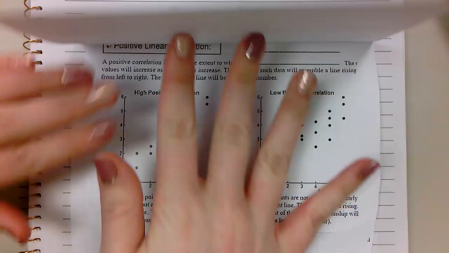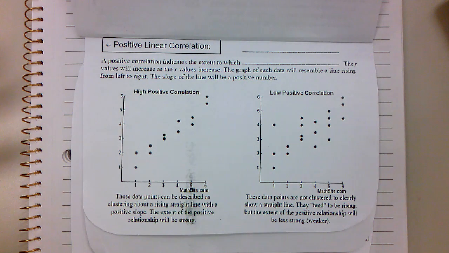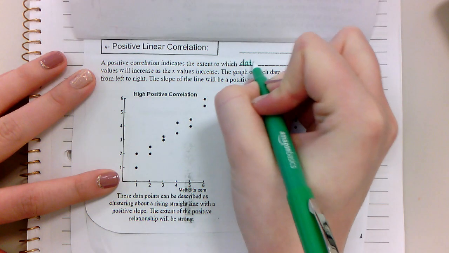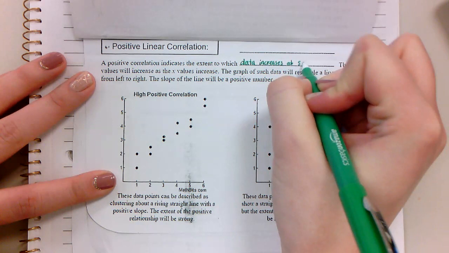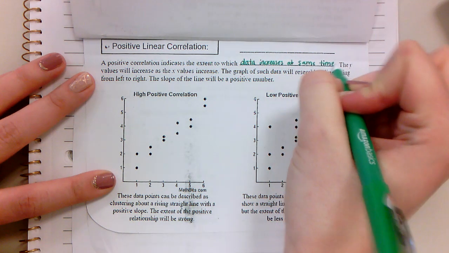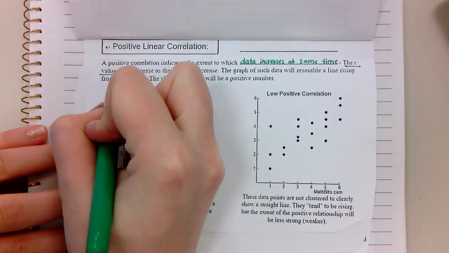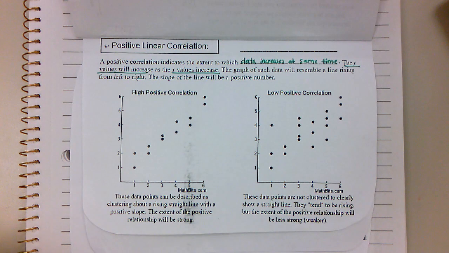So I want you to flip that open, and the first tab that we're going to look at is positive correlation. There's different types of correlation that we can have. So positive correlation, it says, indicates the extent to which, write really little here, data increases at the same time. So in that first blank, you're going to write data increases at the same time. The y values will increase as the x values increase. So the y values will increase and the x values will increase. So they're going to be moving the same way at the same time.